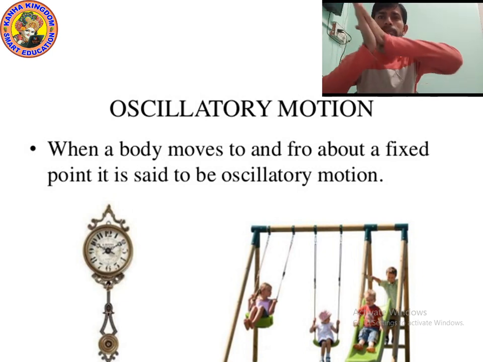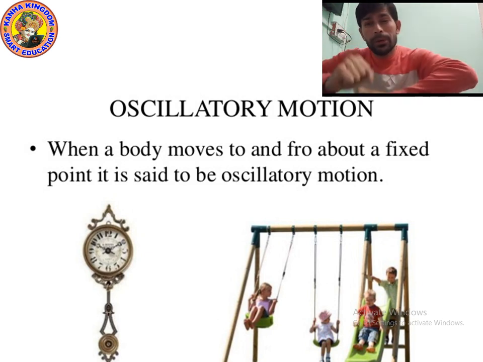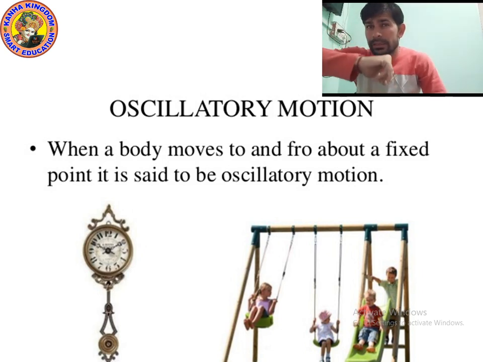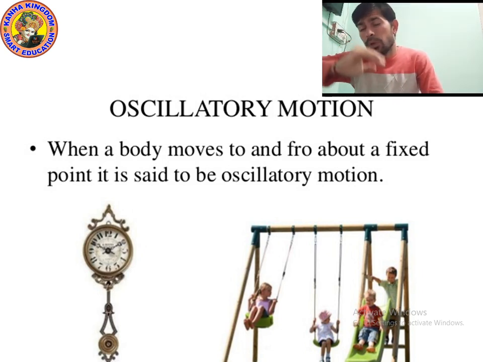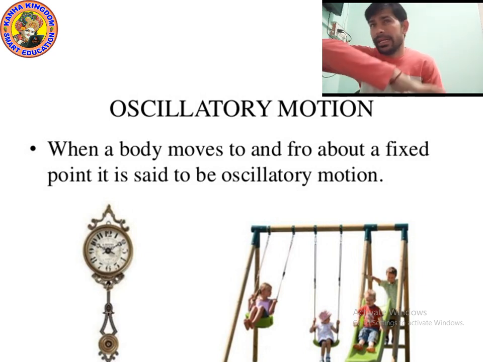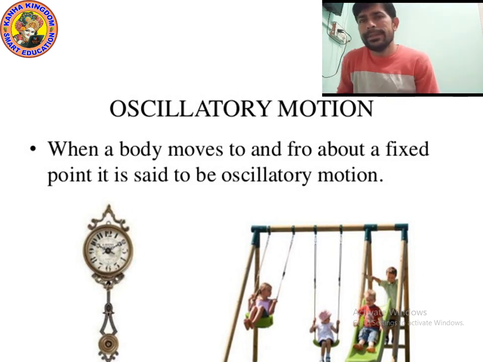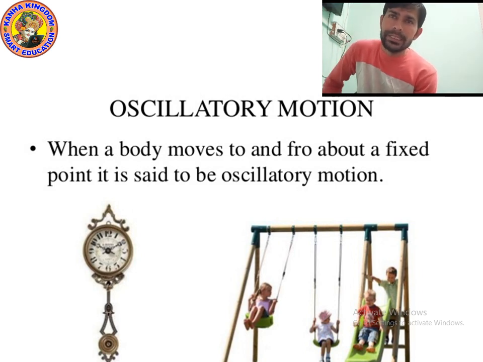So what is translatory motion? The motion in which all points of a moving body move uniformly along a straight line is known as translatory motion. Translatory motion can be divided into two parts: rectilinear motion and curvilinear motion. So what is rectilinear motion and what is curvilinear motion?